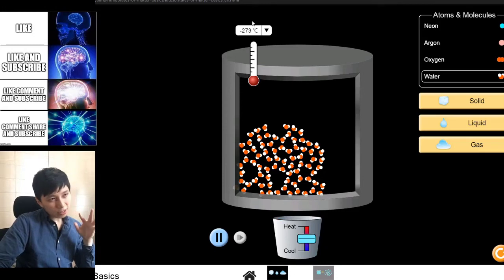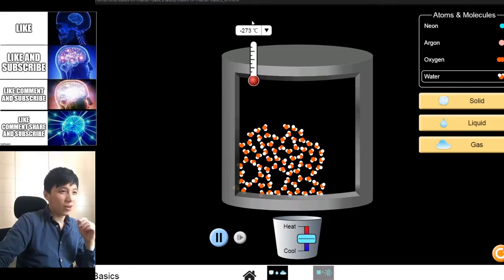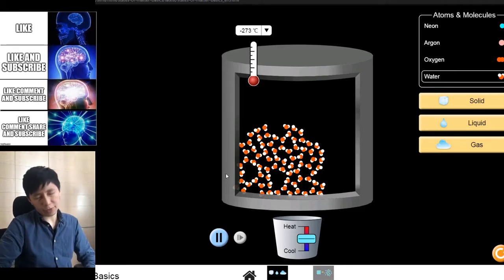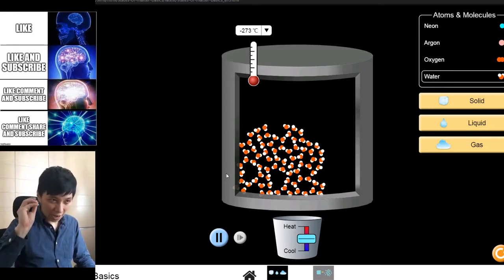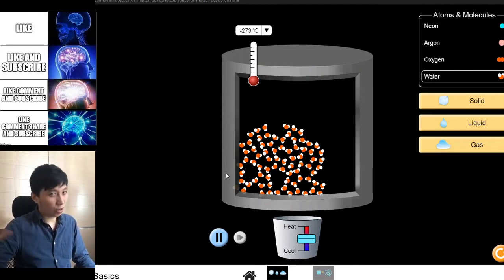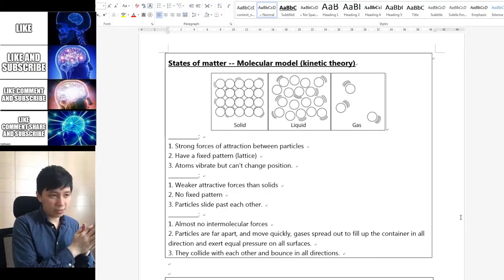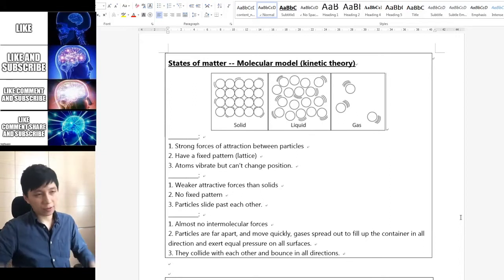Anyway, now you can see this is a simulation at negative 273 degrees Celsius, and if you check carefully, each molecule does not vibrate at all. So this is the actual absolute zero, how it should look in the simulation, and also according to theory. So back to our notes, I would like you to put down the name of the state into the blanks. It's very simple, so pause the video and try it yourself.